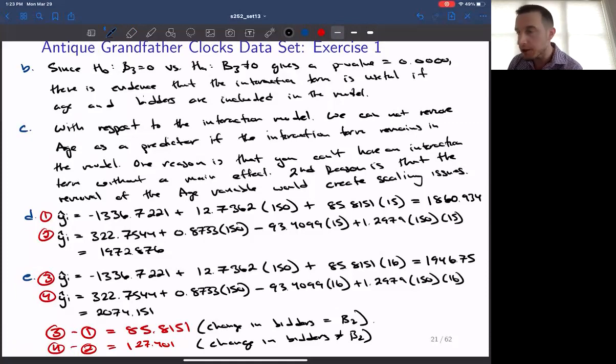But when we consider interaction and we increase that value by 1 unit, you can see that the change in the predicted price is no longer directly equal to the slope that is attached to the main effect. So it's not just 93.4099 now, or negative 93.4099 in this case, but it should be equal to 127.401, which is incorporating the effect of that interaction term. I really should just check these though, because there's something weird about this.